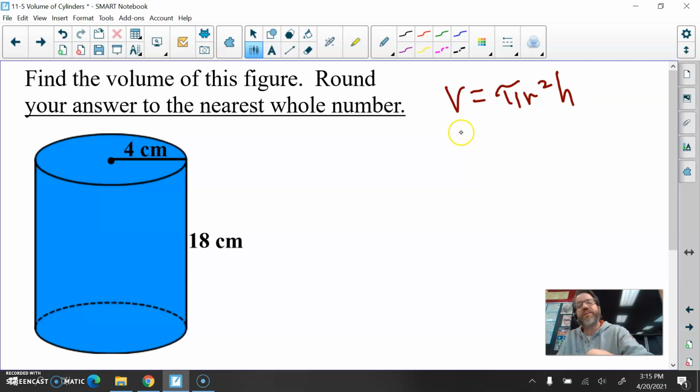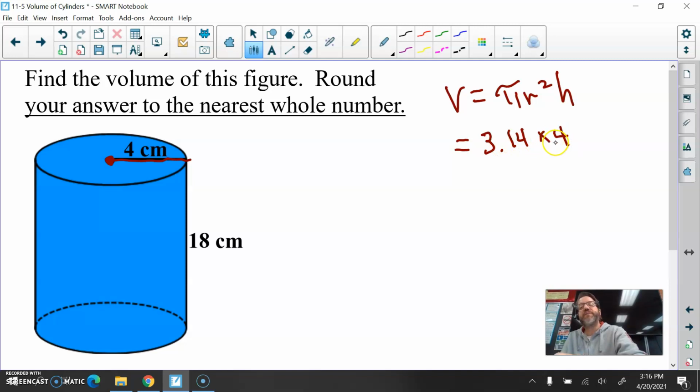All right, here's my formula. Let's fill in what we know. Pi, 3.14, times the radius squared. Do I know the radius? Hey, look here. It's given. See, the radius connects the center of the circle to the outside of the circle. It's 4.